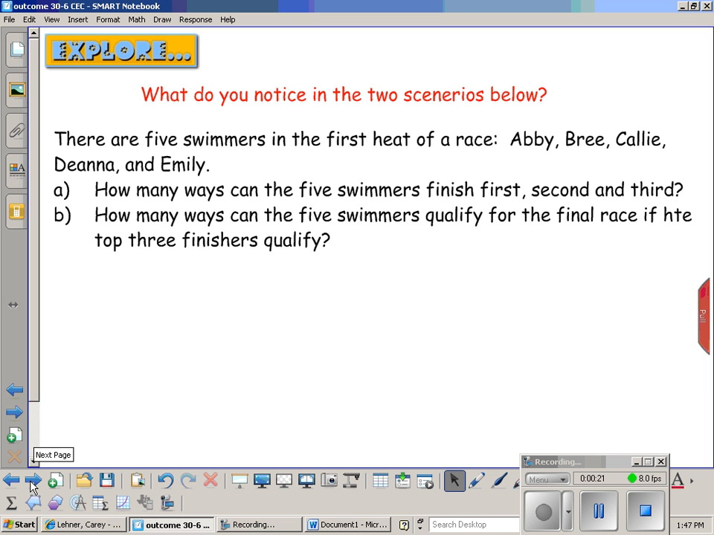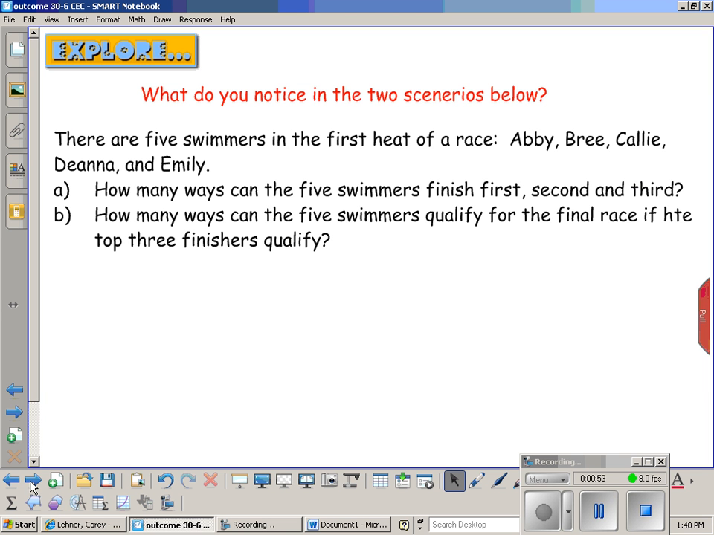What do you notice in the two scenarios below? There are 5 swimmers in the first heat of a race: Abby, Bree, Callie, Deanna, and Emily. How many ways can the 5 swimmers finish first, second, and third? And how many ways can the 5 swimmers qualify for the final race if the top 3 finishers qualify? So what's the difference there, and what can you tell me about the two different questions?